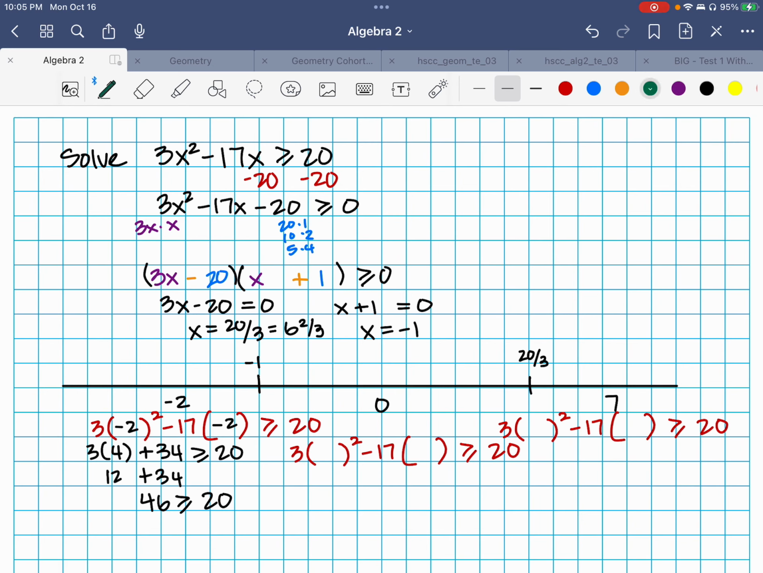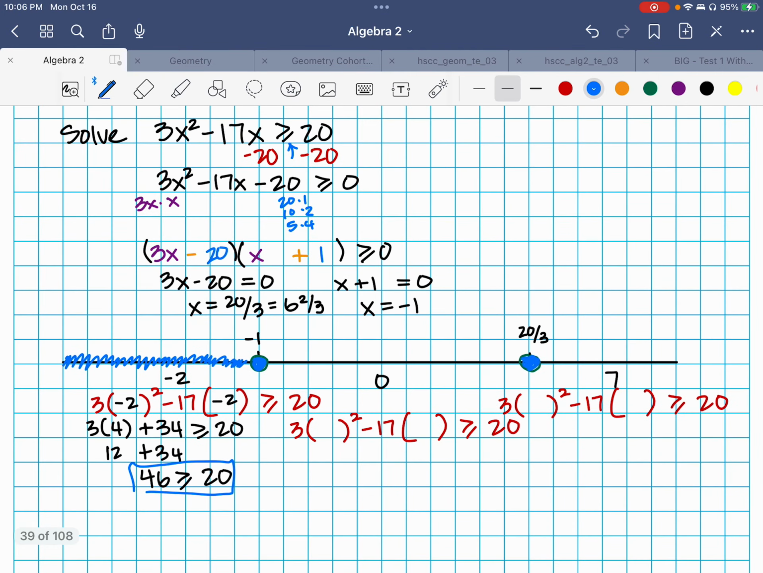Oh, you know what? I forgot something. We know that our solution, our critical values, the numbers we got, our boundary points, are going to be colored in because of that line right there. So I'm going to color in the dots right there. And since this is true, 46 is greater than 20, we know that this is actually one of the shaded regions. This is one of our solutions right there.